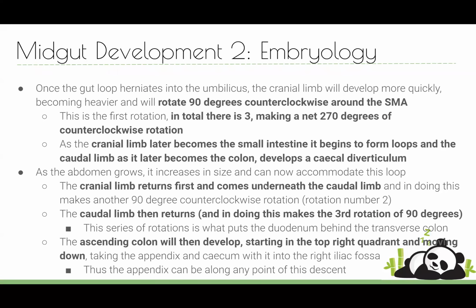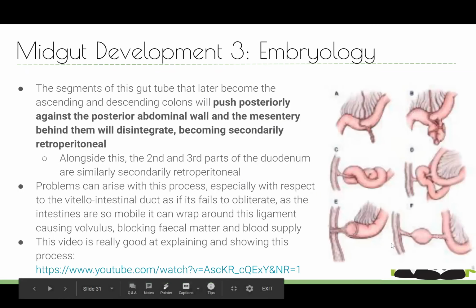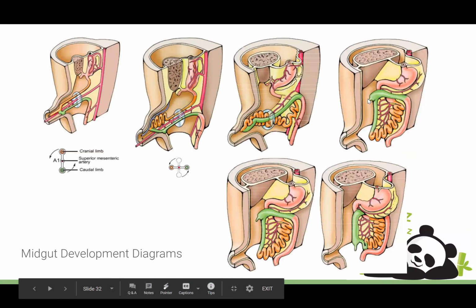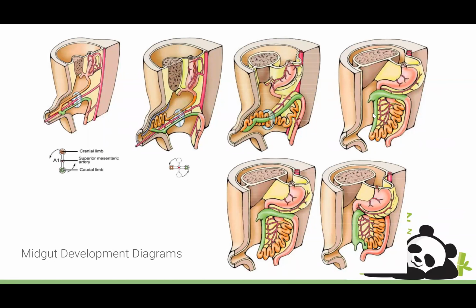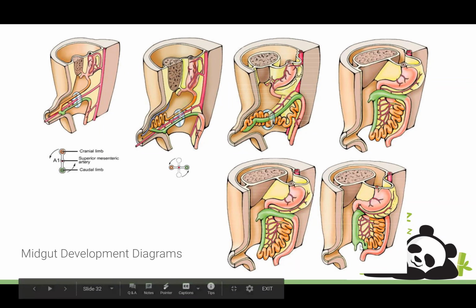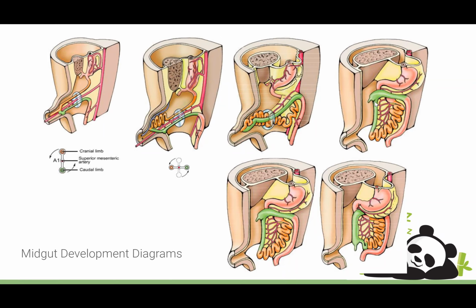That process means that the duodenum goes behind the transverse colon, and these will form the second and the third rotations that I'm talking about. The ascending colon will later develop as it comes down and moves through. This basically means that the appendix can be at any point along this line. Most of the time it's down here, but this will push down with the colon and the appendix will grow downwards until it's in a normal position in the right lower quadrant.